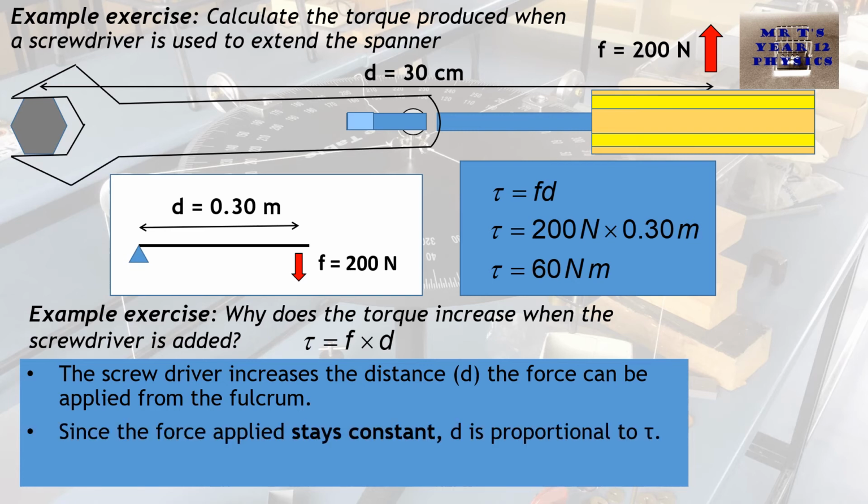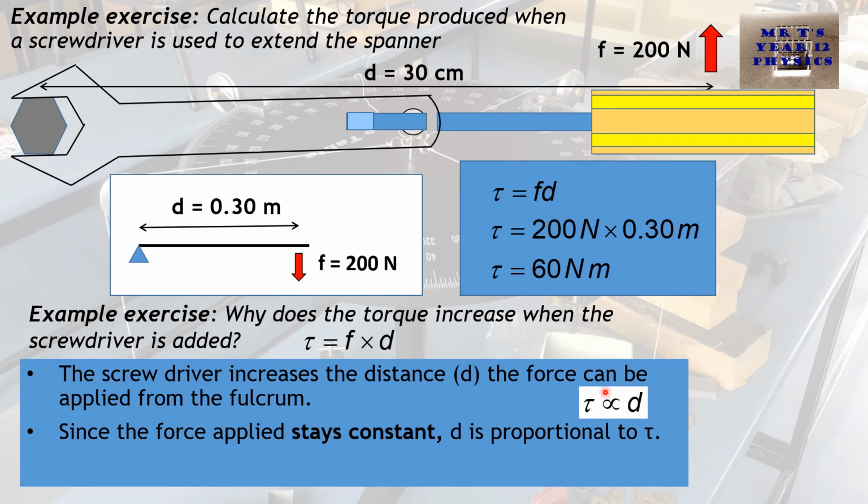We've increased the distance. The second thing is you're still applying the same force. The force is constant. That's important, because when we look at this equation, force is going to have no impact because it doesn't change. So we're only going to be interested in the change of D and how it affects T. If we get rid of F, we now say that D is proportional to T.